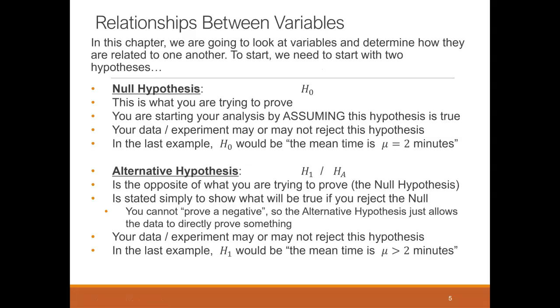So in our last example, our alternative would be that the new graphic card installation has a mean time that's greater than 2 minutes. Notice that that's not exactly the opposite of equals 2 minutes, right? We'll look at what that means in a second, but depending on the data that you're given, you may not have not equal to, you might have greater than or less than as your alternative.